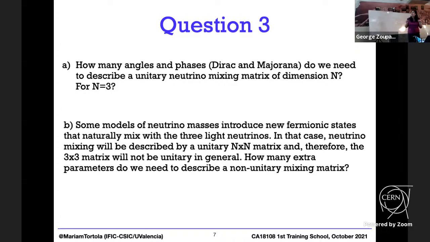So I wanted you to think, in that case, if we consider a 3×3 neutrino mixing matrix that is not unitary, how many parameters do we need to describe this matrix? I'm asking how many extra parameters. So besides the parameters we need to describe in the unitary case, if now we consider that the 3×3 matrix is not unitary, how many extra parameters do we need? Okay, is it clear? So I think you can do the same, just working in groups.